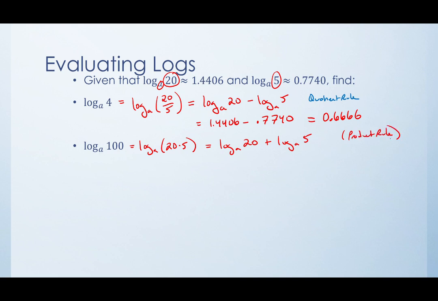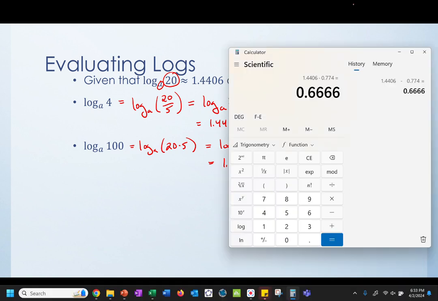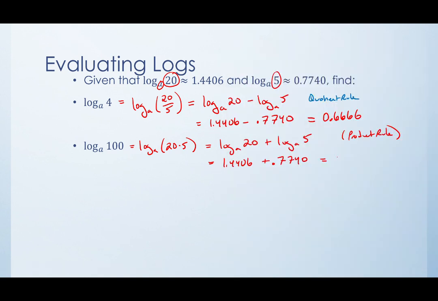And of course, we know both of those, right? 1.4406 plus 0.7740. Plug that in our trusty calculator. 1.4406 plus 0.7740, 2.2146.